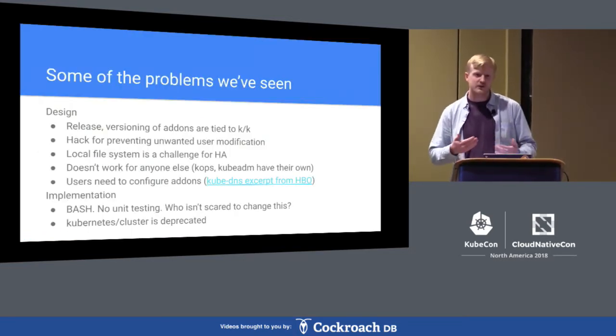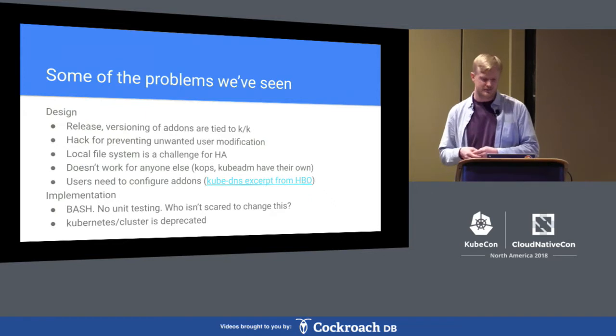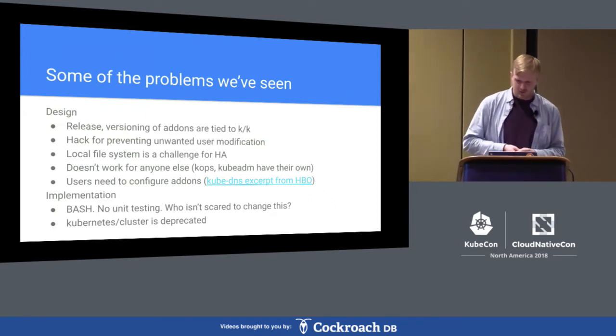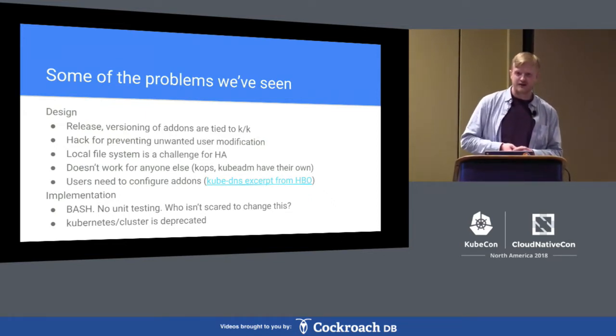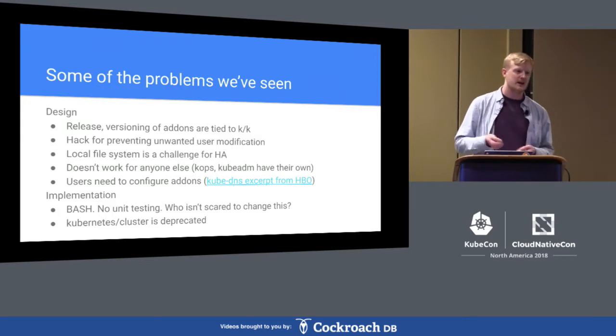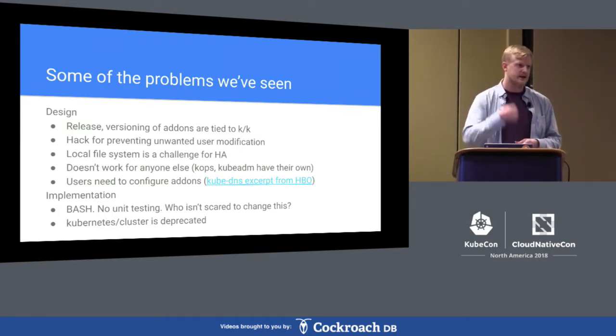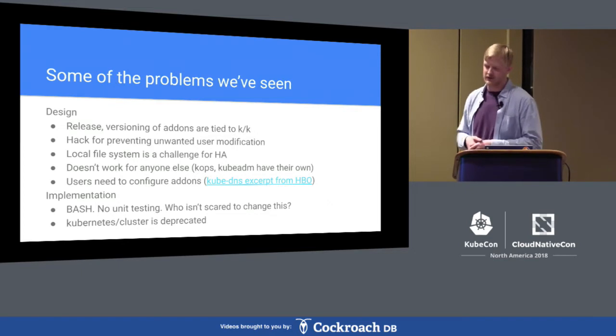So I'll talk about just a few of the problems we've seen looking at Kubernetes with these add-ons. One of the big ones that we care about is that all our release versions are tied to KK releases. So if we want to roll a DNS update, we need to roll a Kubernetes release.